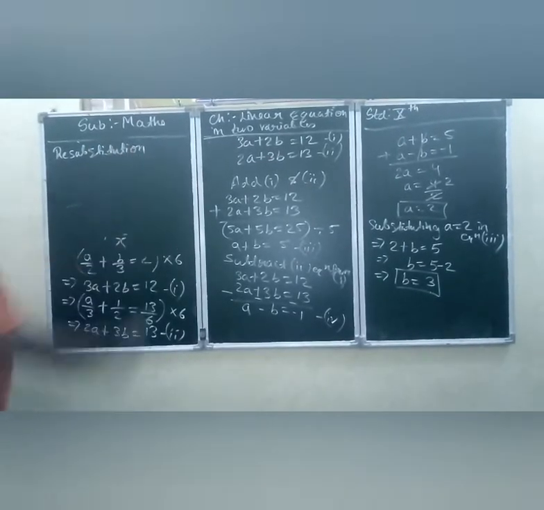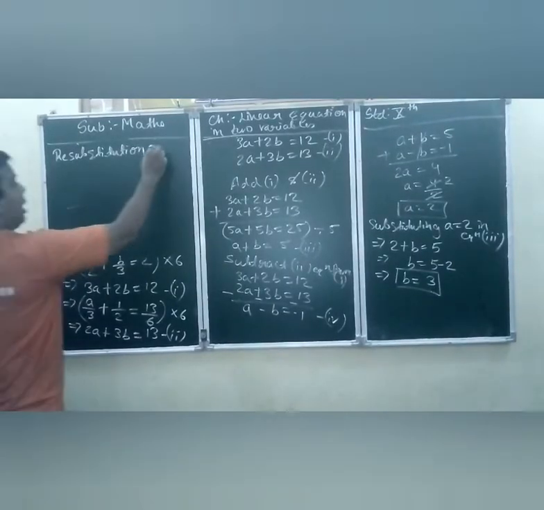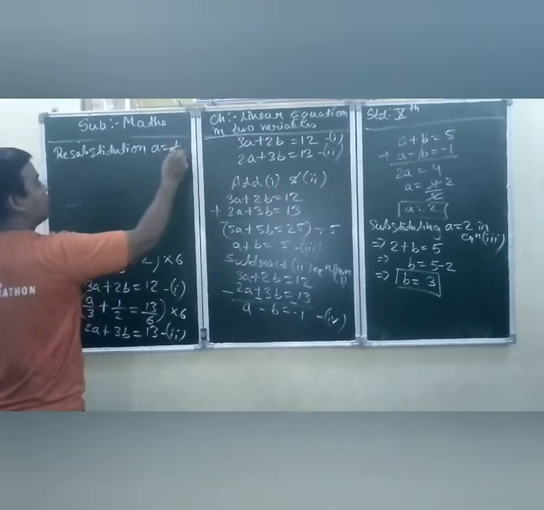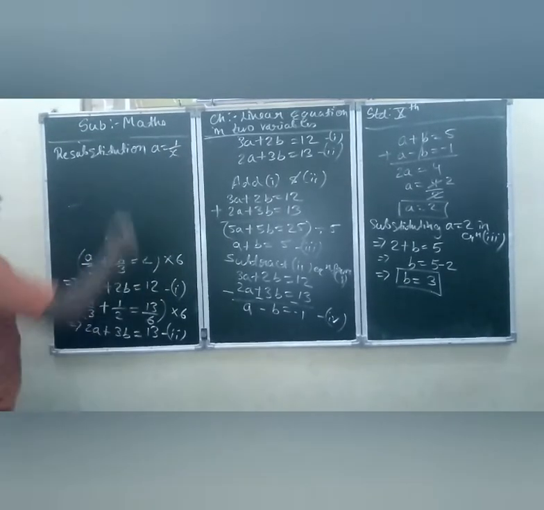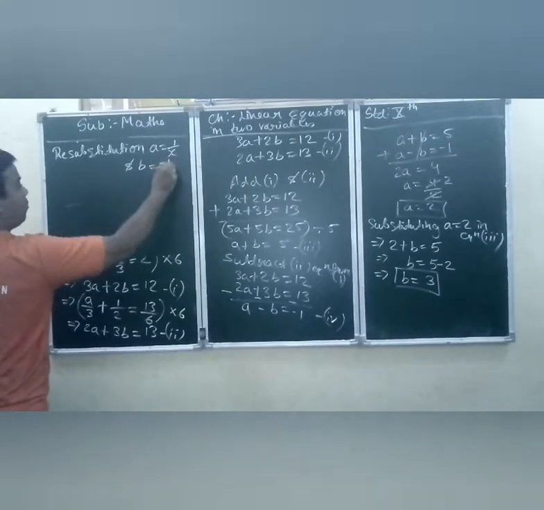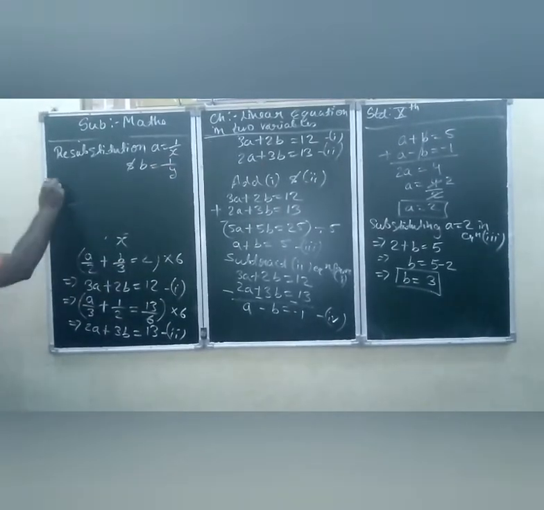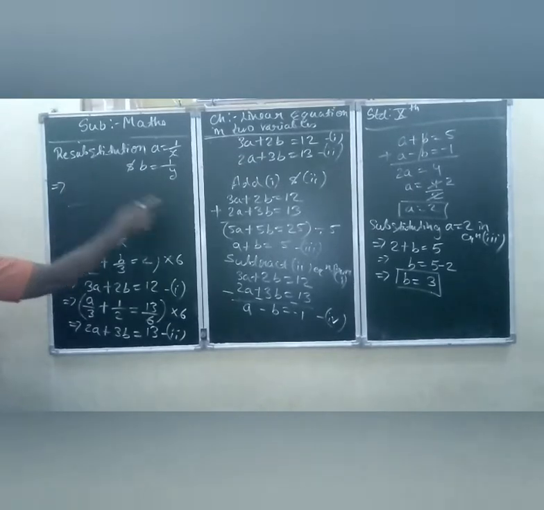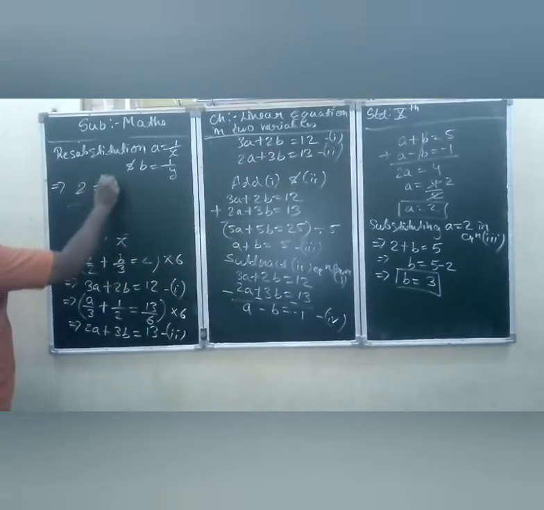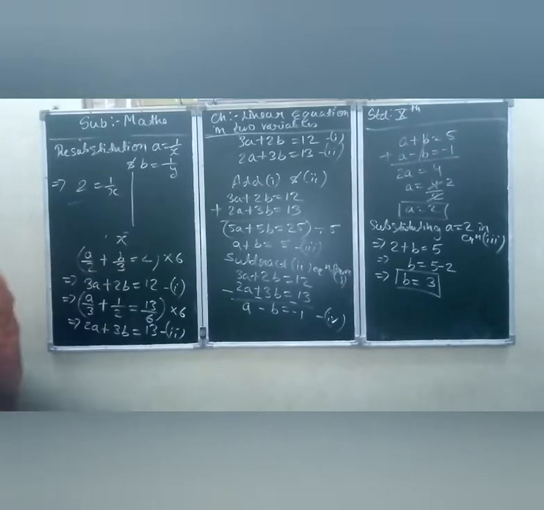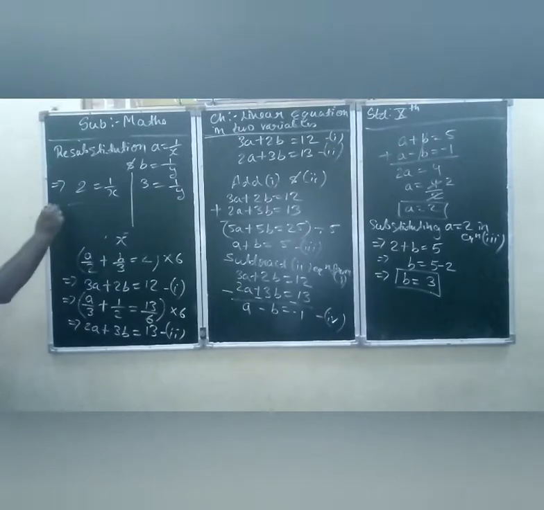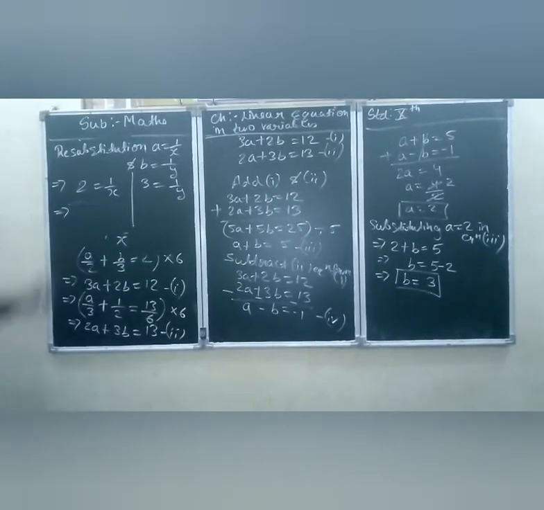Resubstitution. Resubstitution means we take 1 by x equal to a, so a is equal to 1 by x and b is equal to 1 by y. So a is equal to 1 by x, a value is 2, so 2 equal to 1 by x, and b value is 3, equal to 1 by y. So we find the value of x.